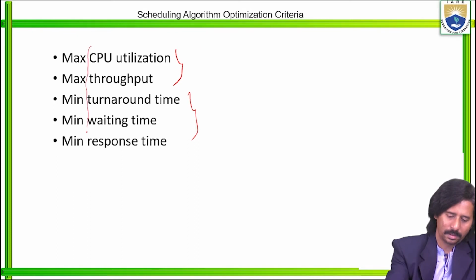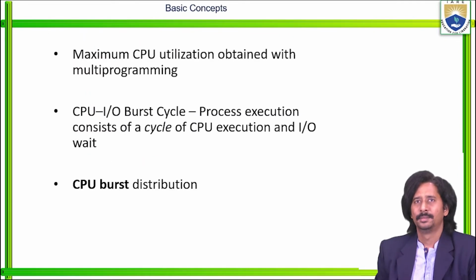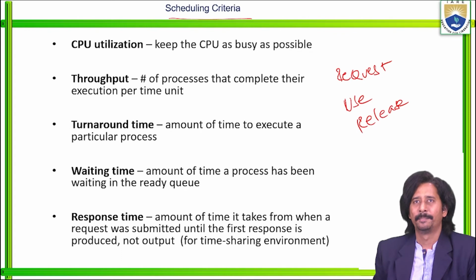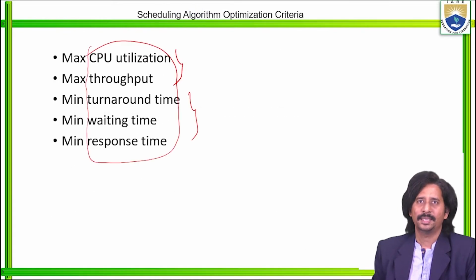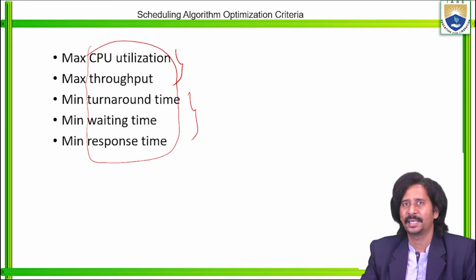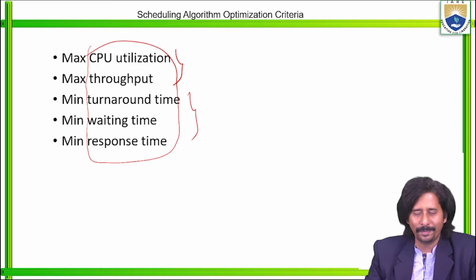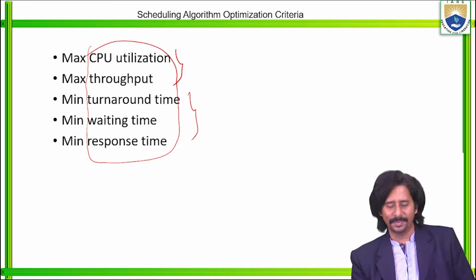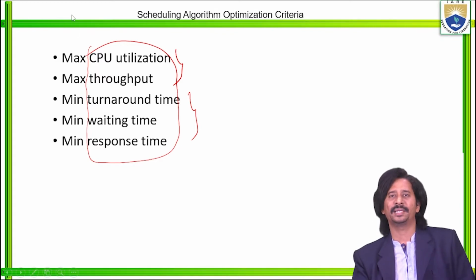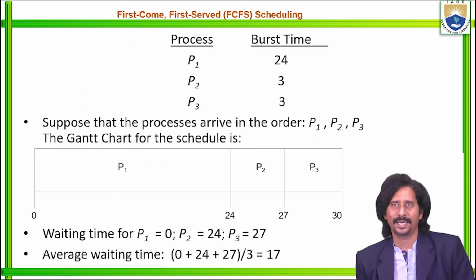See here, this is your scheduling criteria: CPU utilization, throughput, turnaround time, waiting time as well as the response time. But the first two definitely must be maximized. We call them maximum CPU utilization and maximum throughput. Similarly, minimum turnaround time, minimum waiting time and minimum response time. So these are the scheduling algorithms optimization criteria.